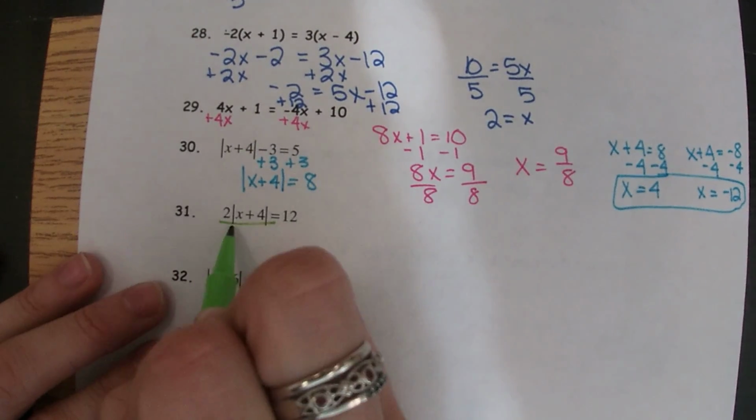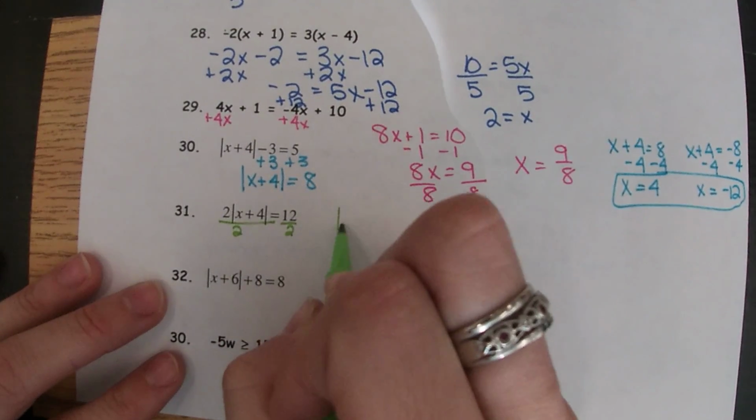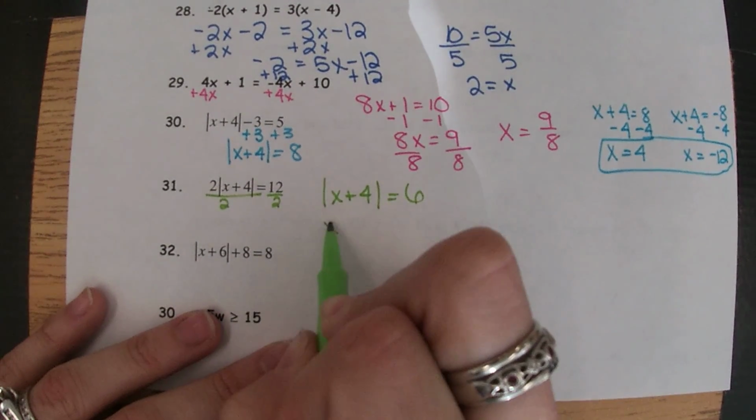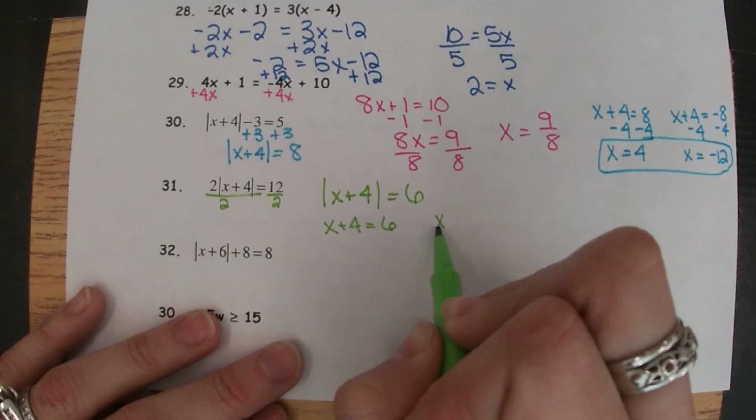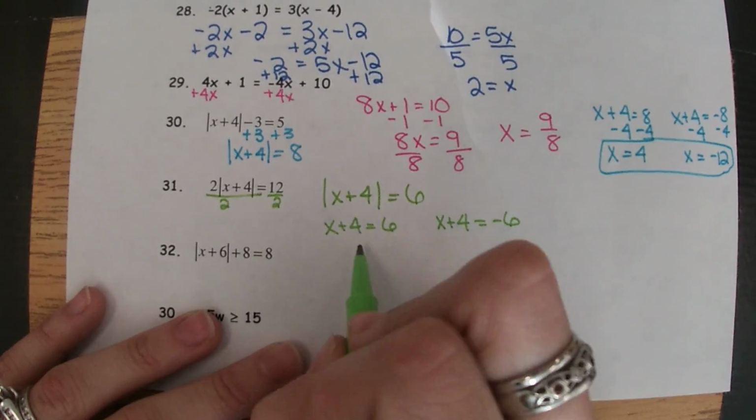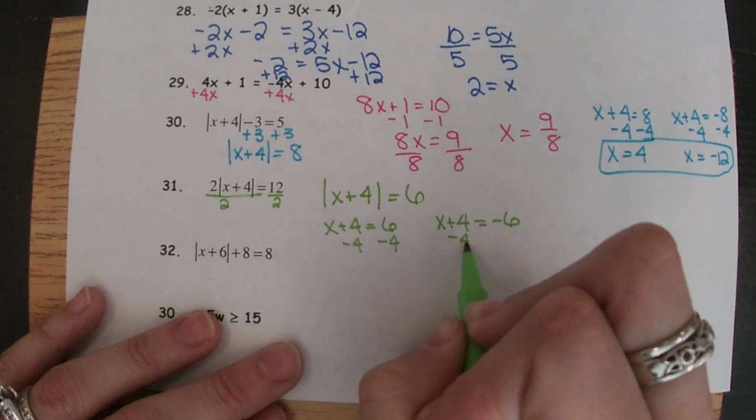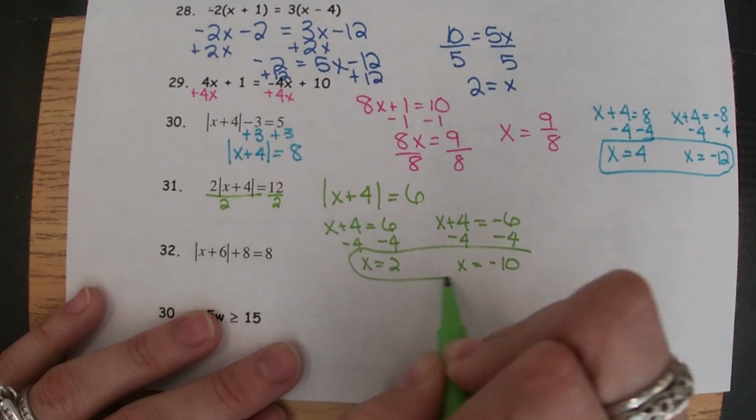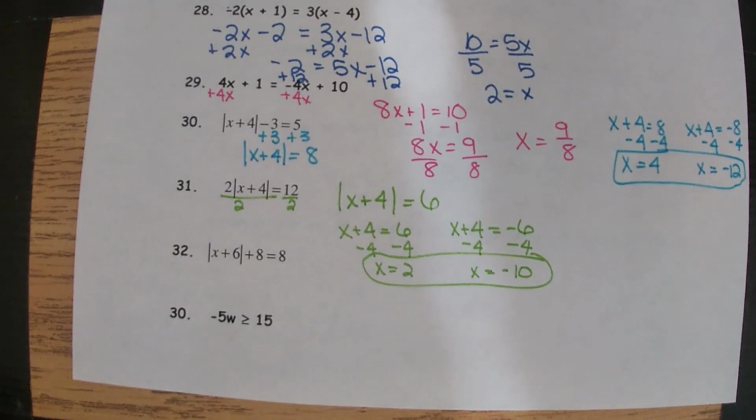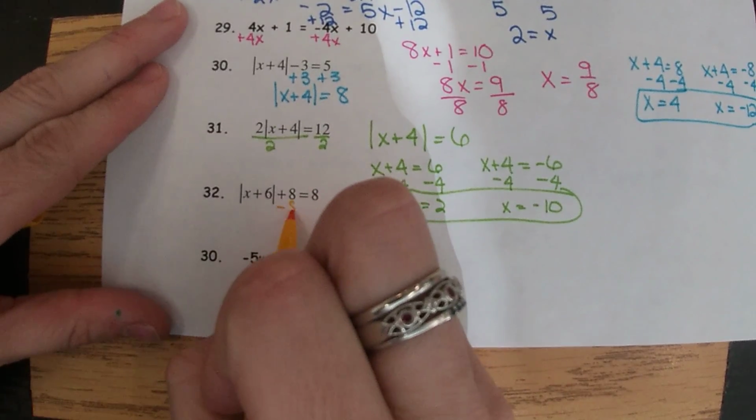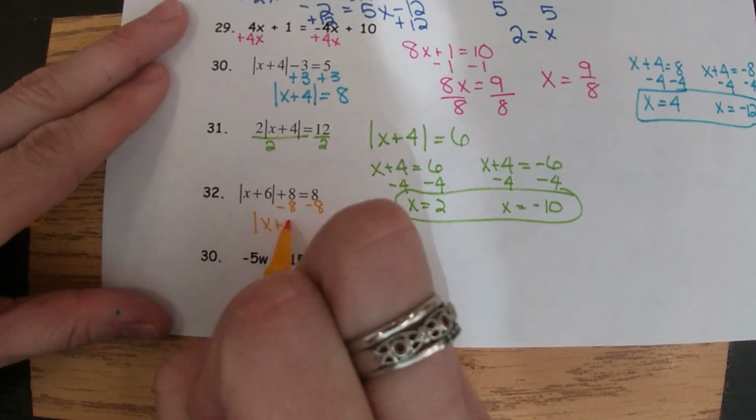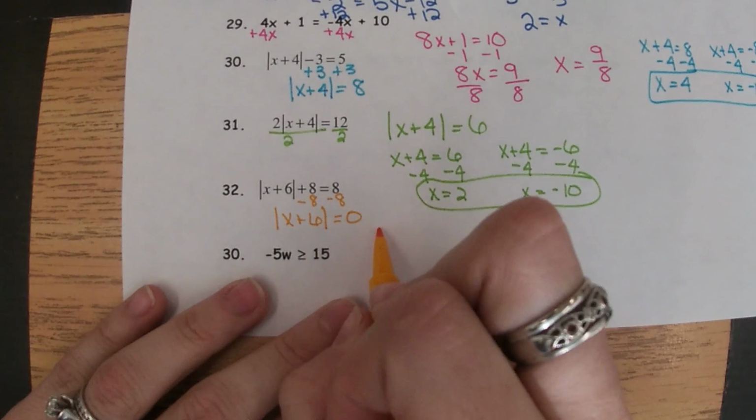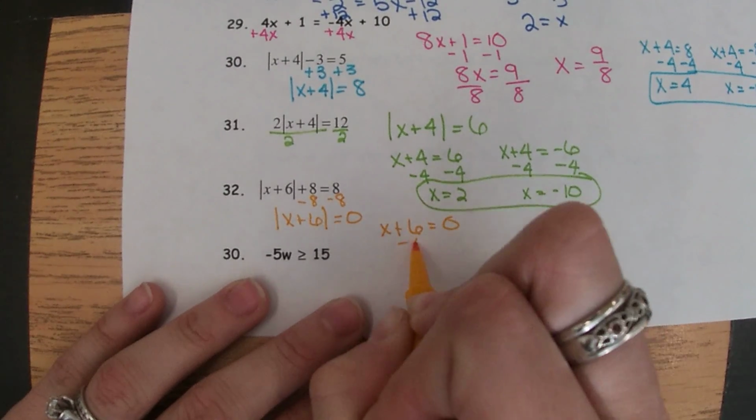Number 31, that 2 is attached with multiplication, so we'll use division. Nope, we need both options here, so x plus 4 equals 6. X plus 4 equals -6. So we'll get x equals 2 and x equals -10. 32, we'll subtract the 8. Right, 0 doesn't get an assignment of positive and negative, so we just go with the one option of x plus 6 equals 0, and we'll solve that.